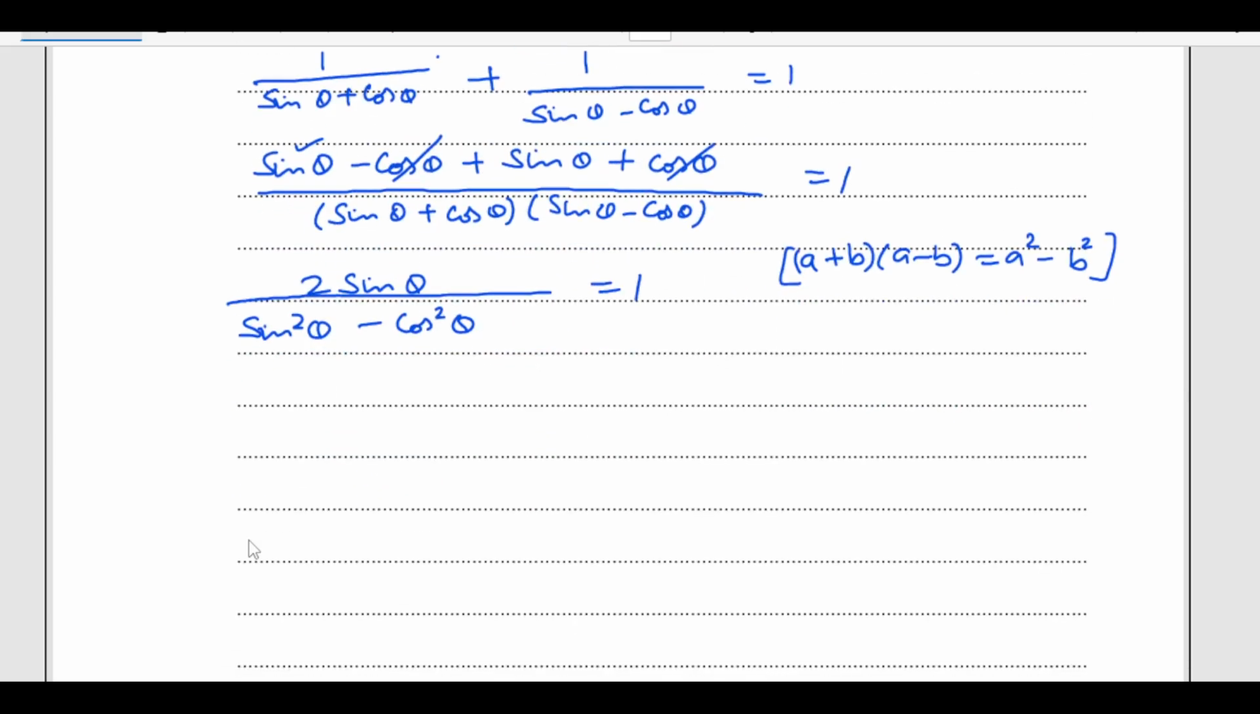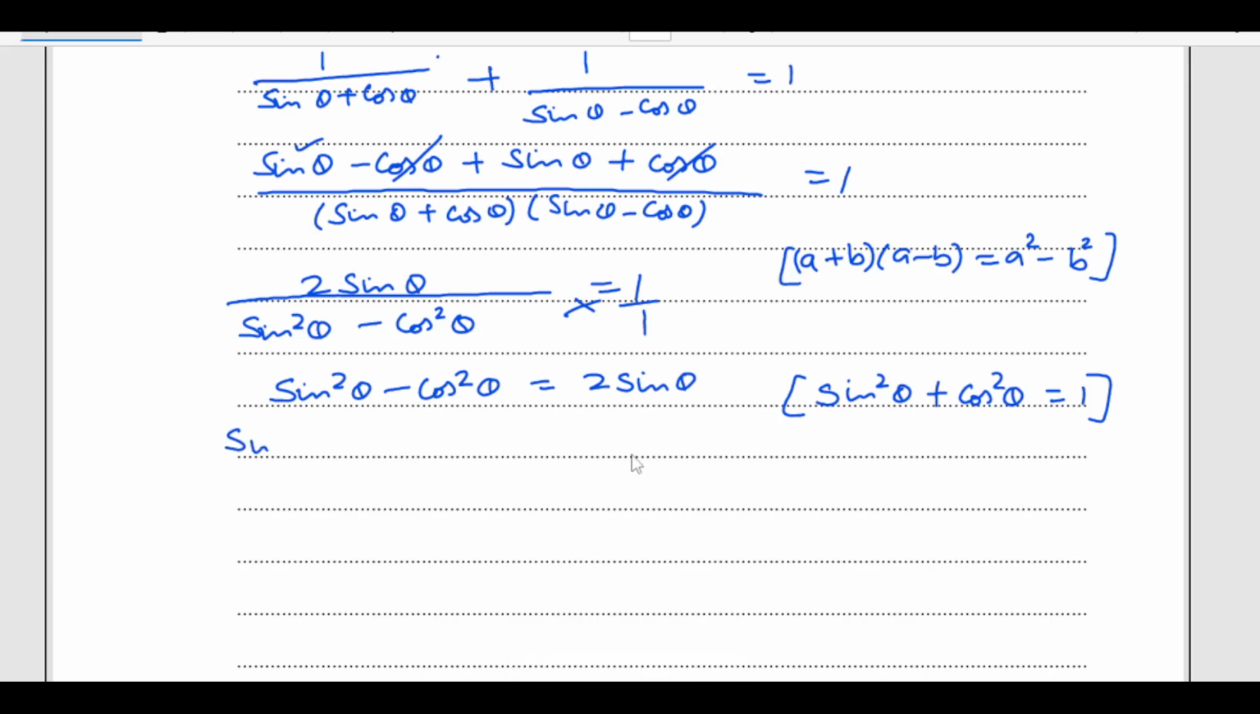So now on the left hand side we only need sine theta, so we are going to change this. First of all we will cross multiply, this being 1 over 1. So this will be sine squared theta minus cos squared theta equals 2 sine theta, right, after cross multiplying. Now as you know, we have the trigonometry formula sine squared theta plus cos squared theta is equal to 1. So we are going to use this one.